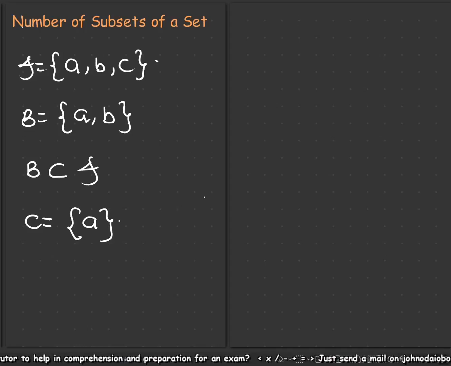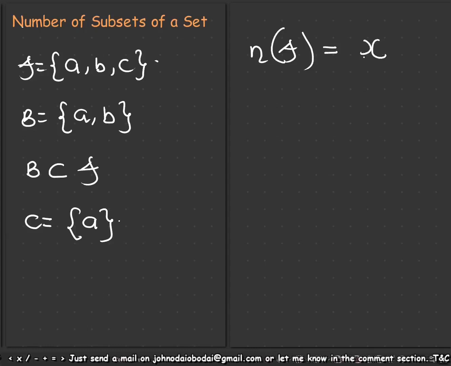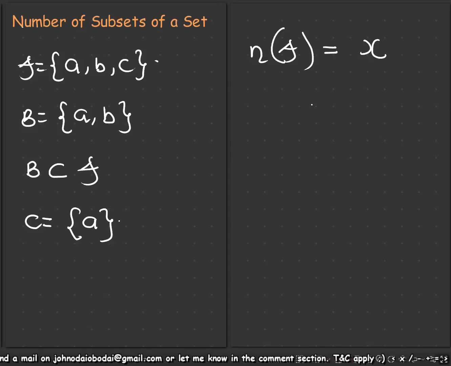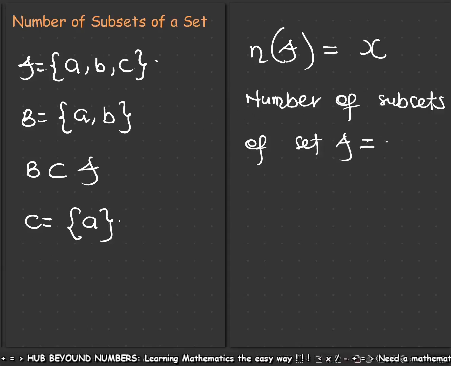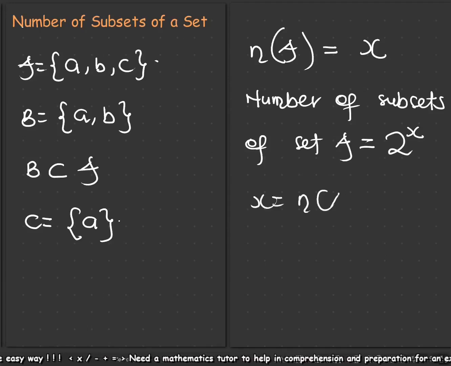To start, let's say you have a set A, and the cardinality of set A is X. Then the number of subsets of set A is given by 2 raised to the power X, where X is the cardinality of the set.